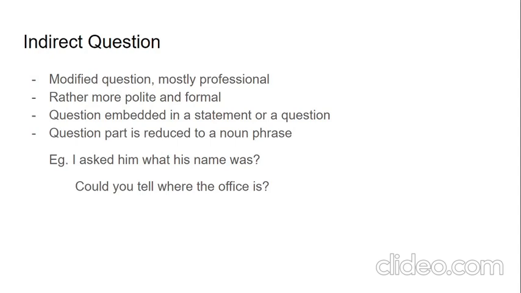Now look at the examples here. I asked him what his name was. So what is a noun phrase here? What his name was. So you have a question with a what and then with a noun phrase. Look at the next one. Could you tell where the office is? So what is a noun phrase here? Where the office is. You're being very polite and you use this in a very formal situation to a formal body. Could you tell where the office is? Could you tell me where the office is?